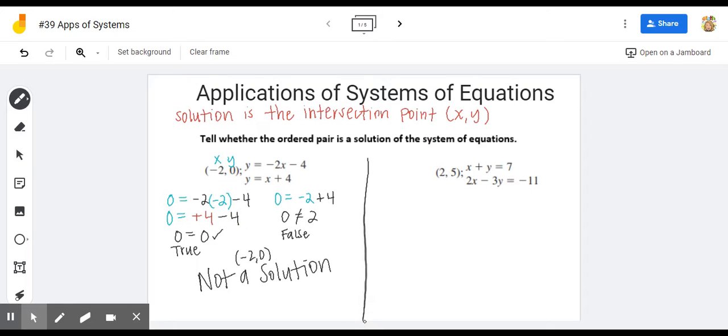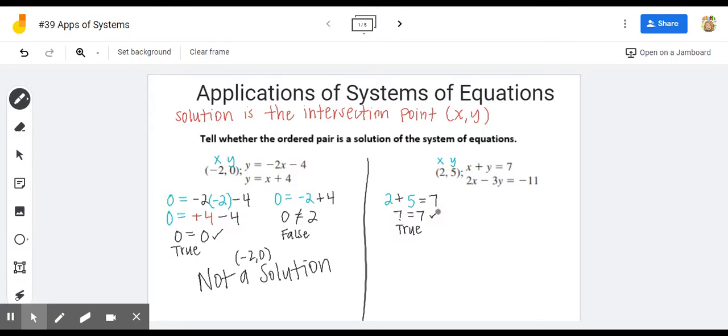All right, so let's test out the second option over here. Our point is 2, 5. So again, I'm going to use the first equation and substitute in my x and y. So 2 is x, y is 5, and 2 plus 5, guys, is in fact 7, which means that's truthful.